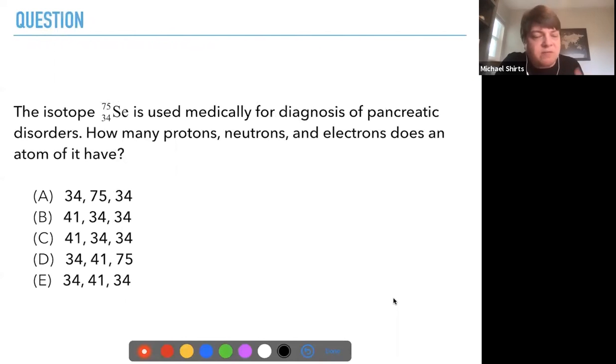We'll have one question here just for practice. I will give the question and then you can pause for a second while you think about it. So this isotope of selenium is used medically for diagnosis of pancreatic disorders. How many protons, neutrons, and electrons does an atom of it have? Thoughts?